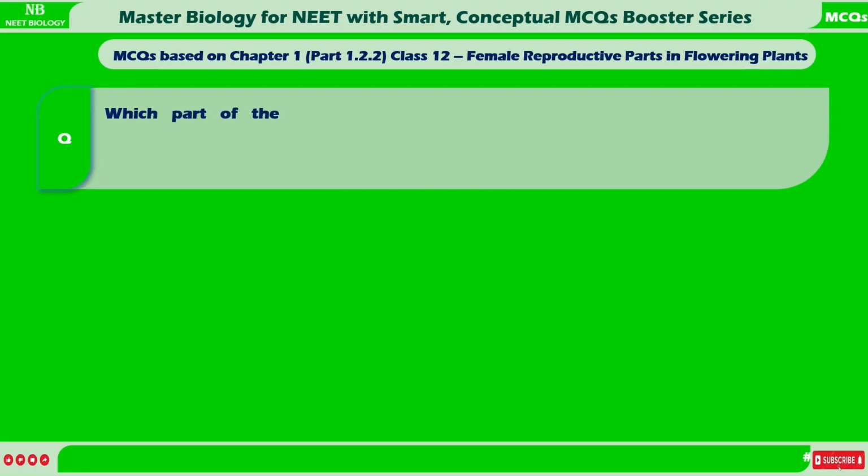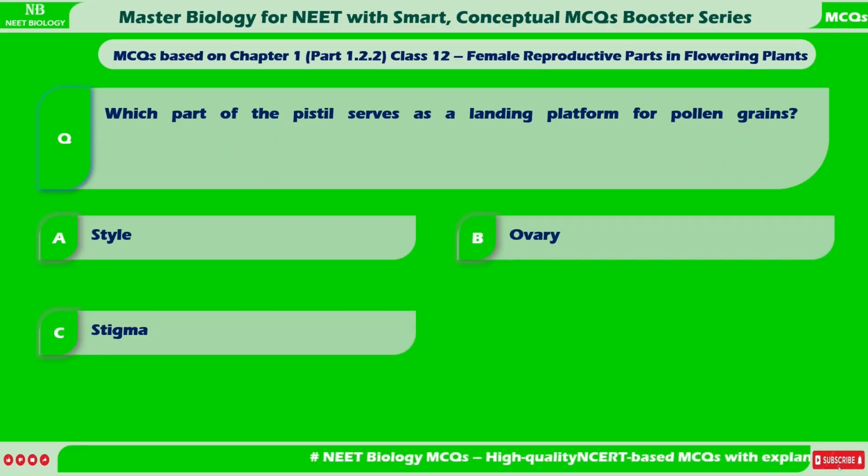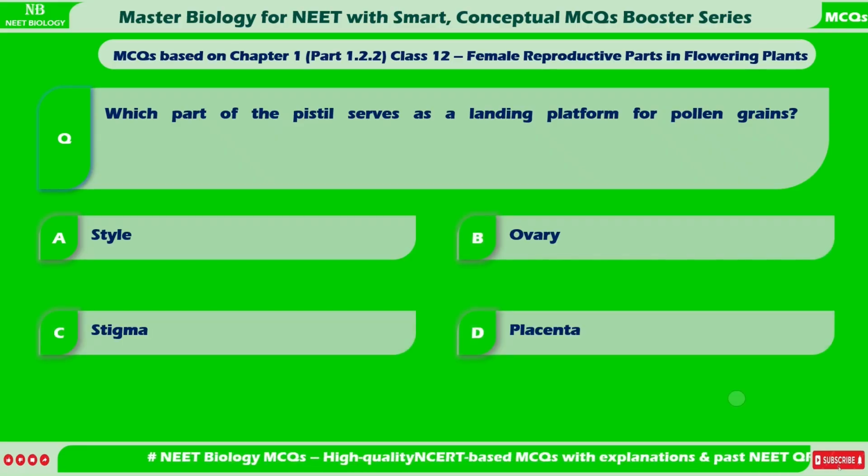Which part of the pistil serves as a landing platform for pollen grains? A. Style. B. Ovary. C. Stigma. D. Placenta.